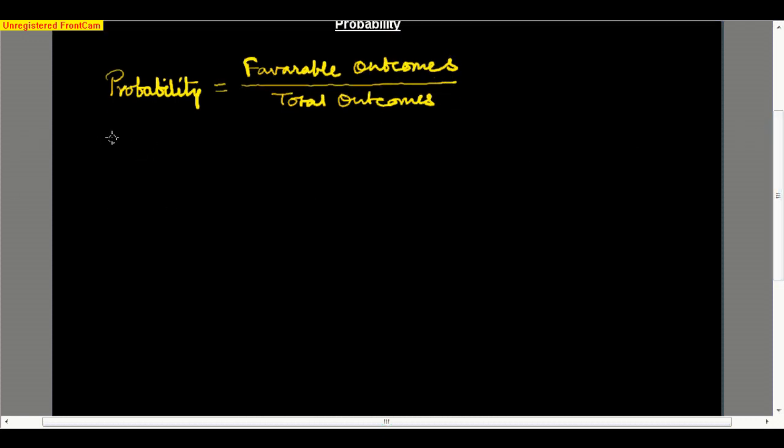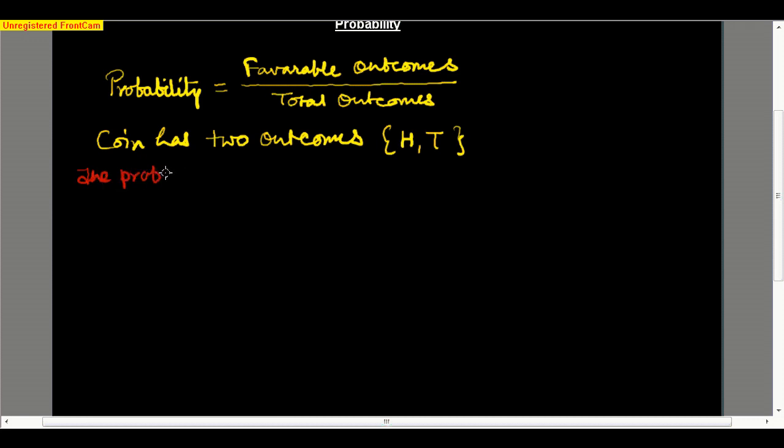If we have a coin, the coin has two outcomes, head and tail. Let us see the probability of getting head. We have only one head, so the favorable outcome is 1, and the total outcome is 2, so the probability of getting head is 1 by 2. The probability of getting tail is also 1 by 2 because the tail is 1 and the total outcome is 2.